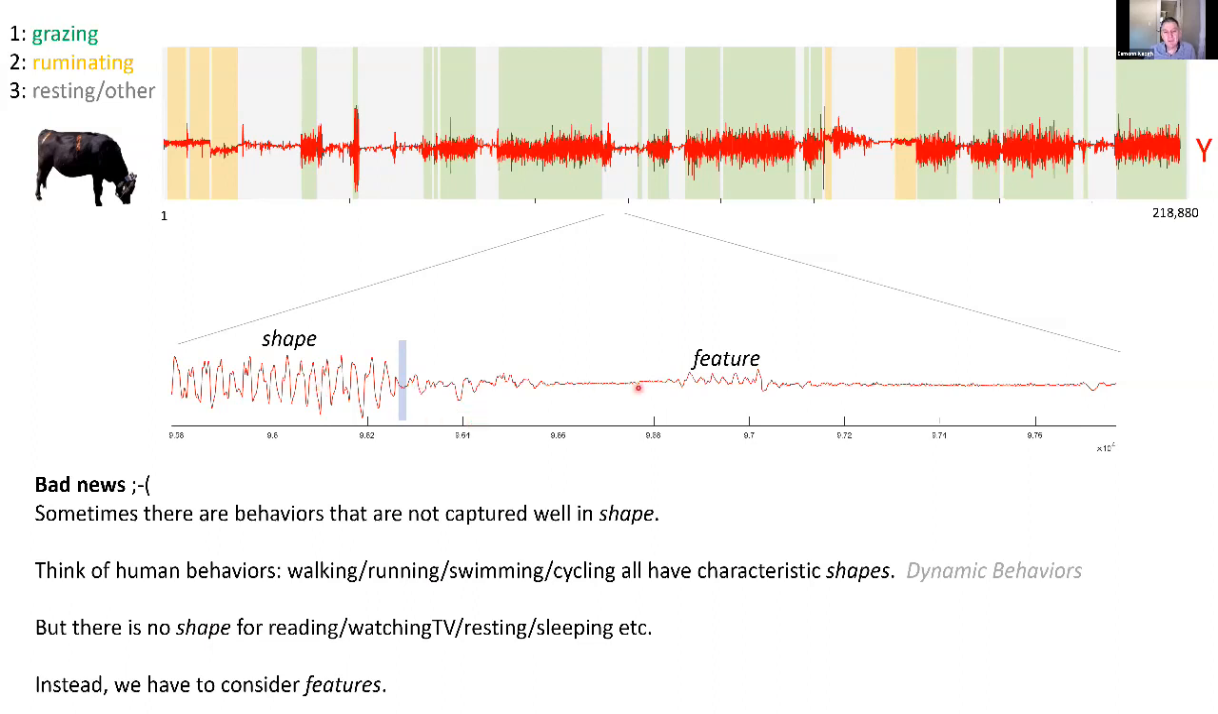When I cross this threshold here, I now move to a region where there are no real shapes per se, but only features. So going back to our human example, think about watching TV or reading or using the computer or sleeping. There are no dynamic shapes there, but there might be some kind of features in the data that correspond to that. And so for some problems, we have to abandon the possibility of looking at shape, and look at features instead.